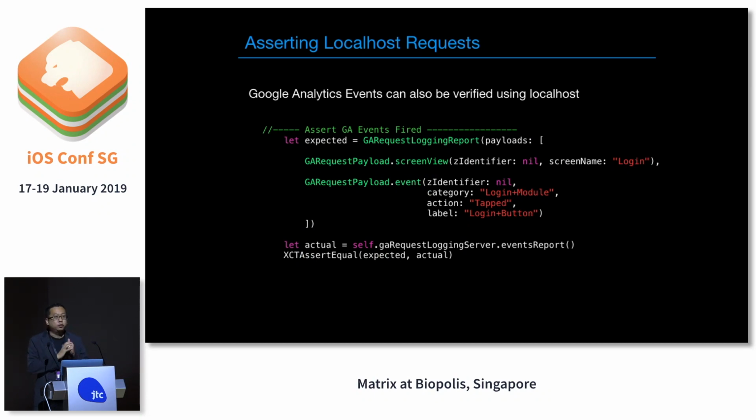The first is of screen view. The second is an event object with category, action, label values. And next, we will assert that the actual logged event matches what was expected.